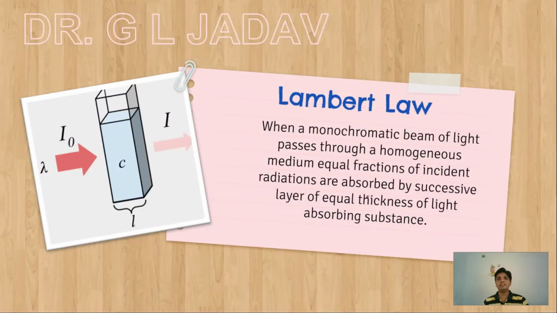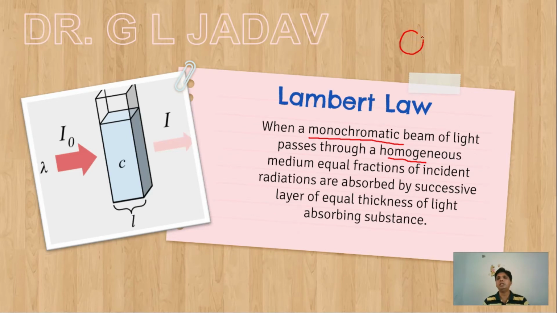Lambert law. What does the Lambert law say? When a monochromatic beam of light passes through a homogeneous medium, equal fractions of incident radiation are absorbed by successive layers of equal thickness of the light-absorbing substance. Whilst Lambert law is based on thickness, we are talking about monochromatic light.